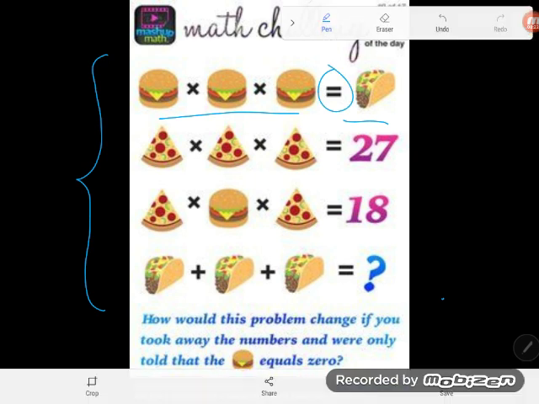Now, unlike in regular algebra, instead of having letters, I've got some foods here to stand in for things I don't know. But a lot of students get overwhelmed, like where do I start? So I'll give you a good clue. Start with an equation that has only one thing you don't know.